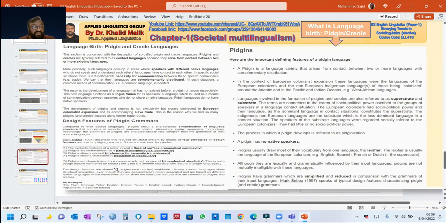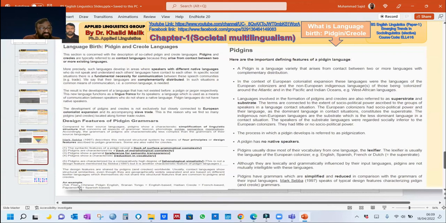Number five, pidgins are characterized by a comparatively high degree of phonological simplicity. This is not a design feature mentioned by Sebba in 1997, but it is another characteristic feature of pidgin languages. These design features are shared by pidgins and creoles worldwide. Usually, contact languages show structural similarities, even though they are geographically widely separated and are based on different lexifier languages, which themselves do not share the structural features that are common to pidgins and creoles.